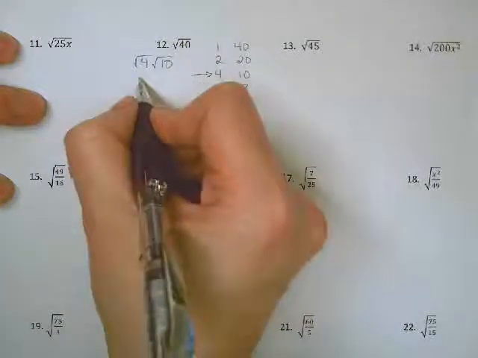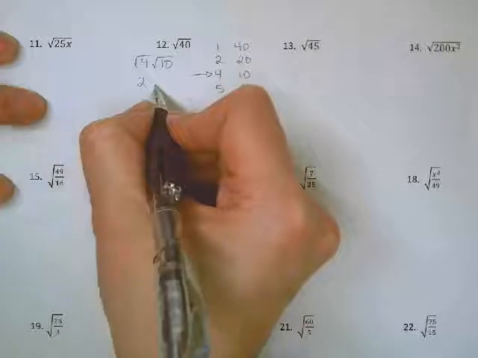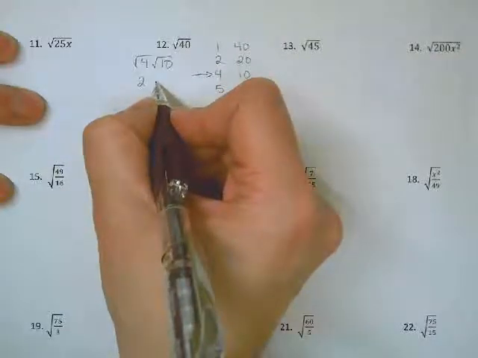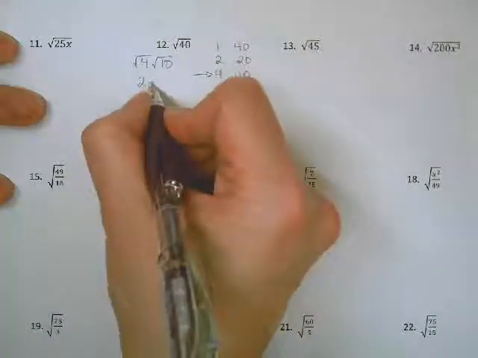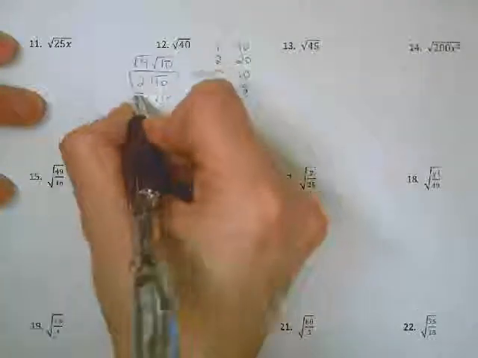Square root of 4 is 2. 10 doesn't have a perfect square root, and its only other factors are 5 and 2, which also don't have perfect square roots, so I'm going to leave that as the square root of 10. And that is my answer.